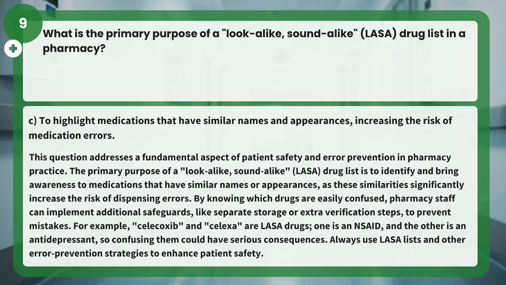By knowing which drugs are easily confused, pharmacy staff can implement additional safeguards, like separate storage or extra verification steps, to prevent mistakes. For example, celecoxib and Celexa are LASA drugs. One is an NSAID, and the other is an antidepressant, so confusing them could have serious consequences. Always use LASA lists and other error prevention strategies to enhance patient safety.